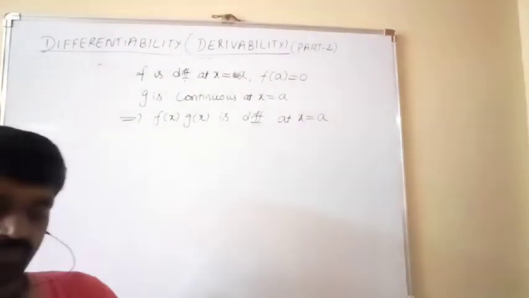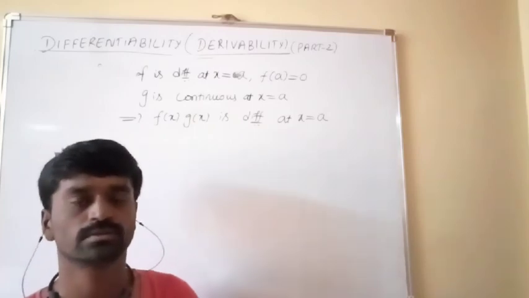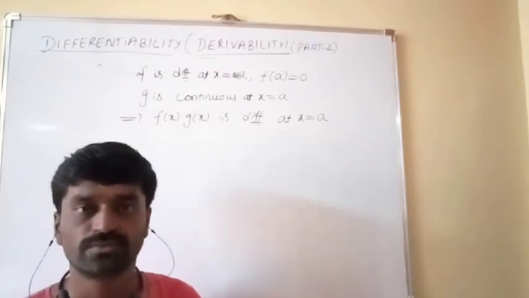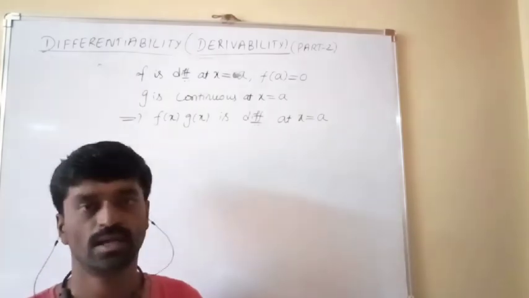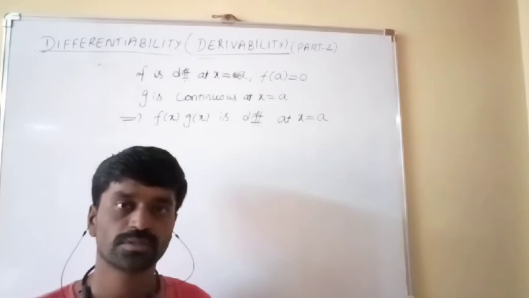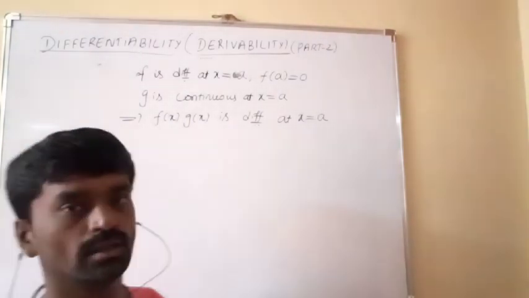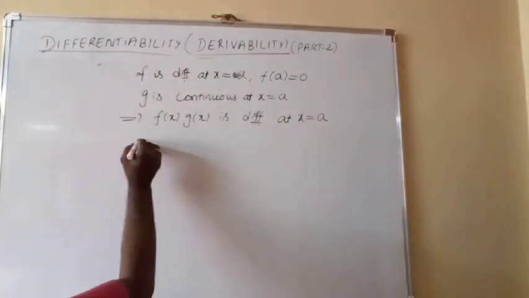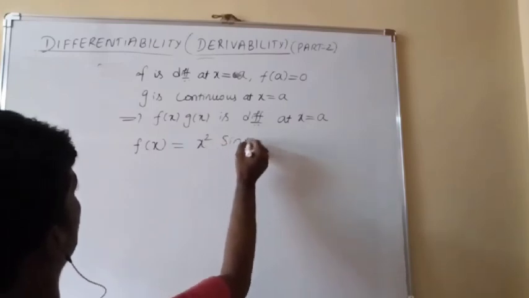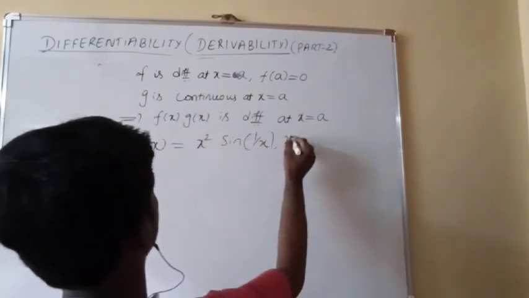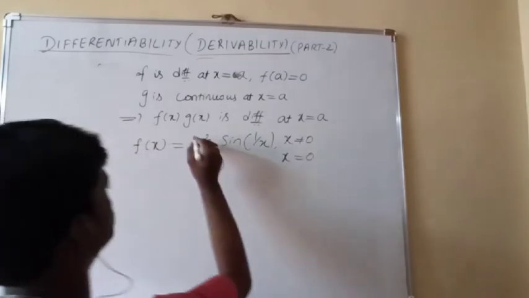Next, the derivative of a continuous function need not be continuous. That means if f is a continuous function, then f dash x need not be continuous at that point. If f is continuous at x is equal to a, then f dash x need not be continuous at x is equal to a. For that, example: f of x is equal to x square into sine 1 by x when x is not equal to 0, and is 0 when x is equal to 0.